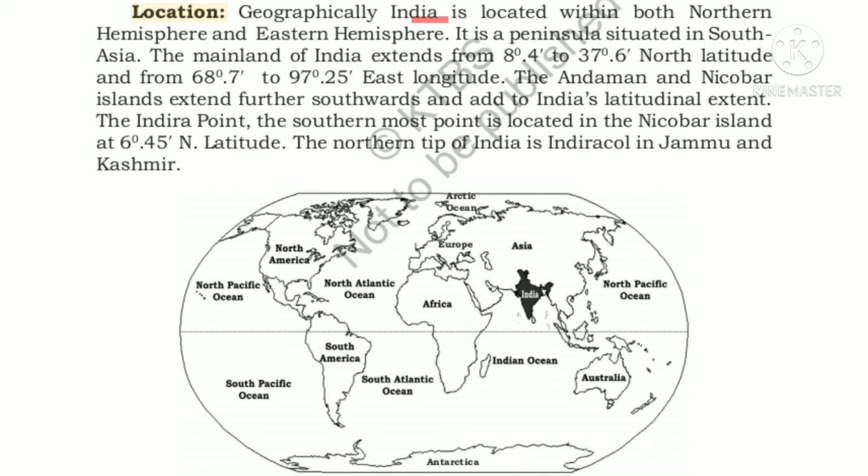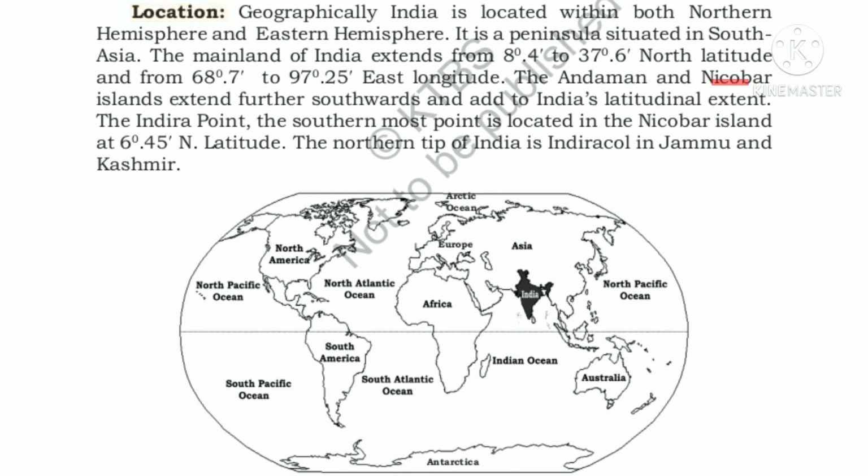Location. Geographically, India is located within both the Northern Hemisphere and the Eastern Hemisphere. It is a peninsula situated in South Asia. The mainland of India extends from 8 degrees 4 minutes to 37 degrees 6 minutes north latitude and from 68 degrees 7 minutes to 97 degrees 25 minutes east longitude.